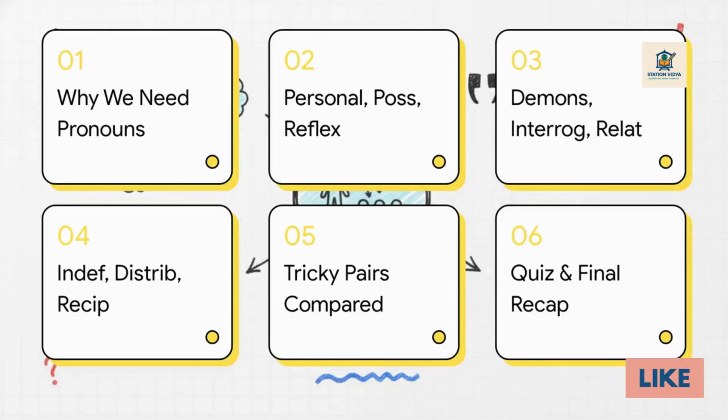Here's our quick roadmap for today. We'll start with exactly why we need pronouns, then dive into the personal, possessive, and reflexive types. After that, we'll cover demonstrative, interrogative, and relative pronouns, followed by indefinite, distributive, and reciprocal ones. Finally, we'll clear up some tricky pairs and finish off with a fun pop quiz.